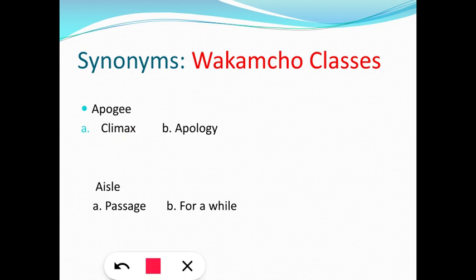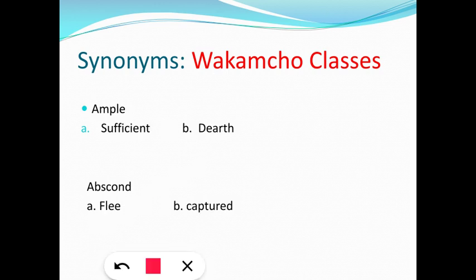Next word, aisle. Mind you, the pronunciation here, aisle. So the options are A, passage; B, for a while. So it has nothing to do with this particular option. So the correct option would be passage. Ample, A-M-P-L-E, ample. Options are A, sufficient; B, dearth. So the correct option would be option A, that is sufficient.